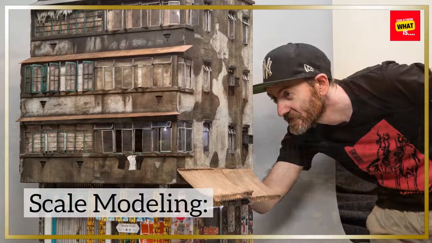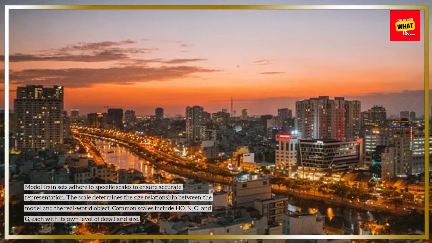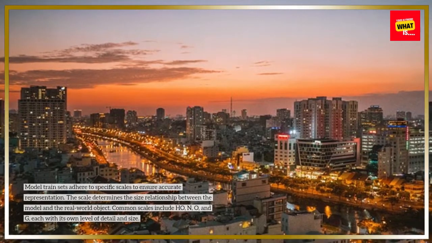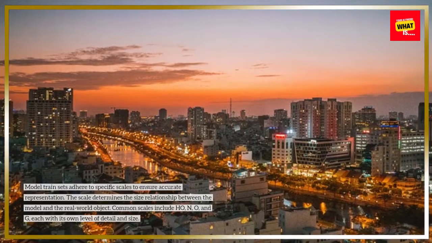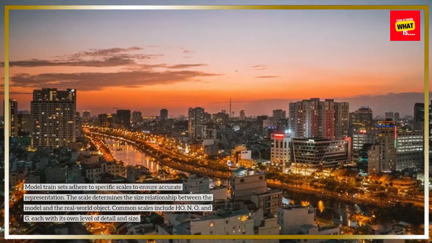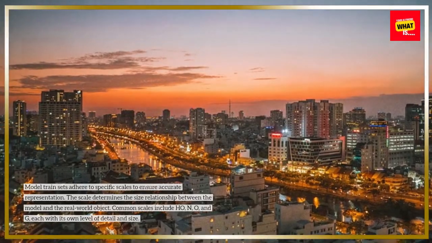Scale modeling. Model train sets adhere to specific scales to ensure accurate representation. The scale determines the size relationship between the model and the real-world object. Common scales include HO, N, O, and G, each with its own level of detail and size.